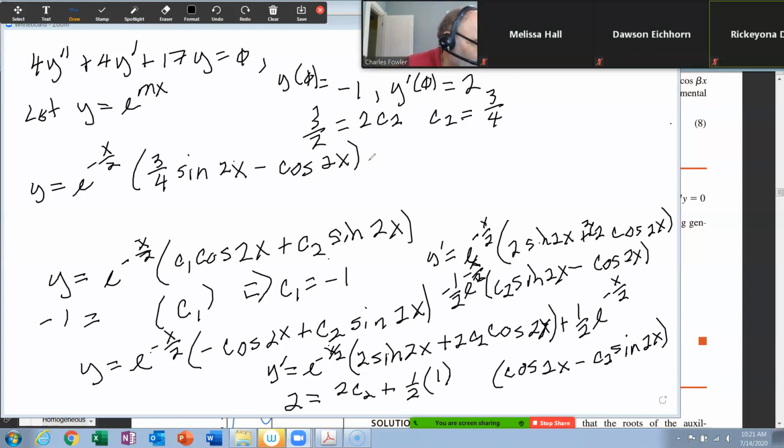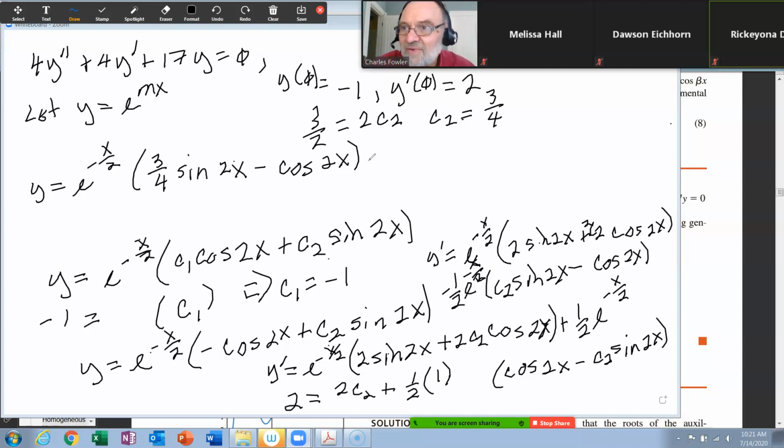Let's see if we got it right this time. y is equal to e to the minus x over 2, got it, times, and they put the minus cosine 2x in front, which is okay, plus 3/4 sine 2x, got it. Okay.